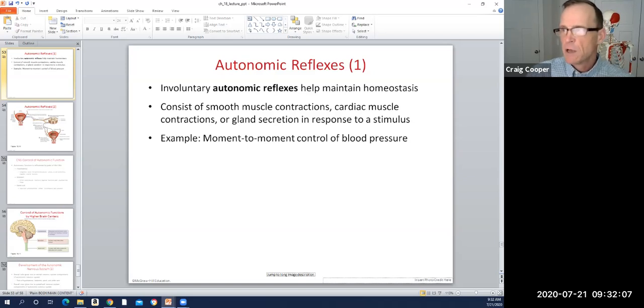So when we look at this term autonomic reflexes, these are things that we really need to do quickly, or we might have an issue. And blood pressure and heart rate is the easiest one to think of. If you've been lying down and all of a sudden you sit up really quickly, what happens to you? How do you feel?